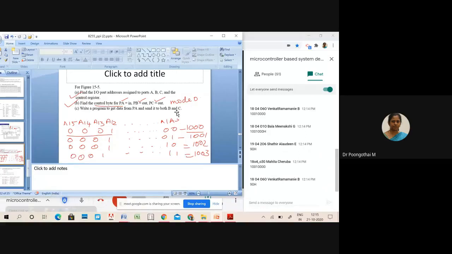Are you able to follow? First you have to configure port A, port B and port C. For that we have identified the control register value. First initialize your control register address using this 1003: MOV DPTR, #1003, and move that 90 to 1003. Now your 8255 is configured with port A as input, port B as output and port C as output. Next, get the data from port A and send it to port B and C.